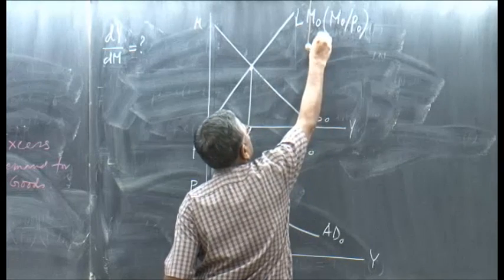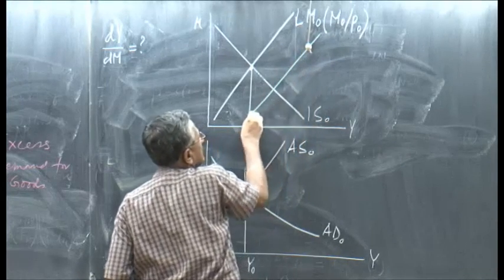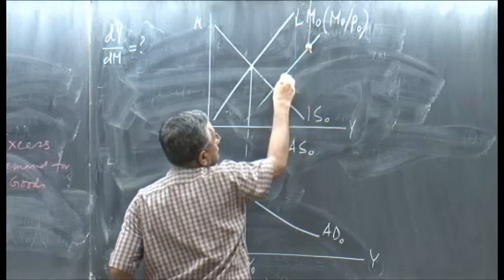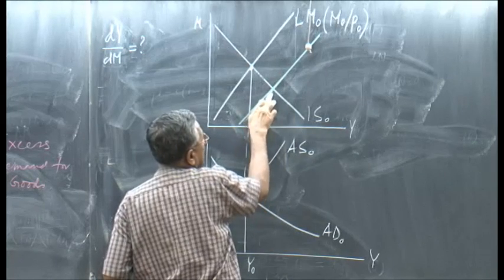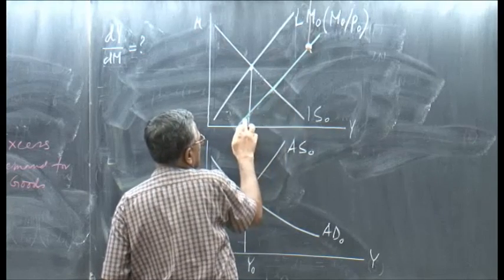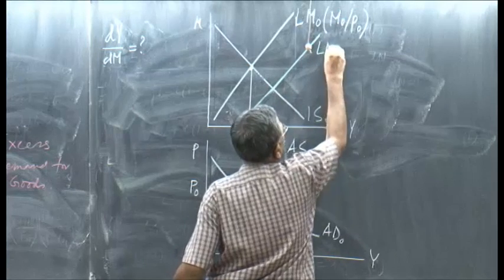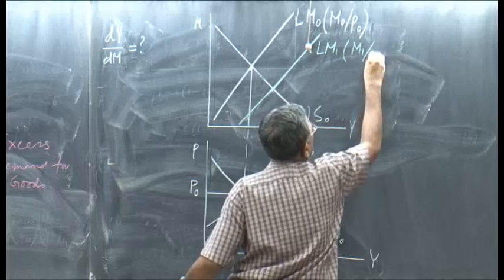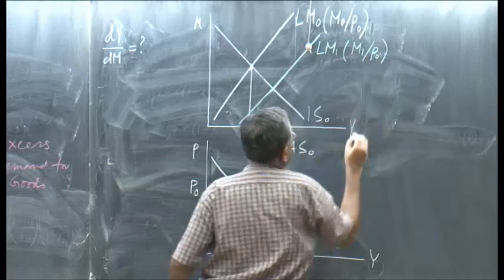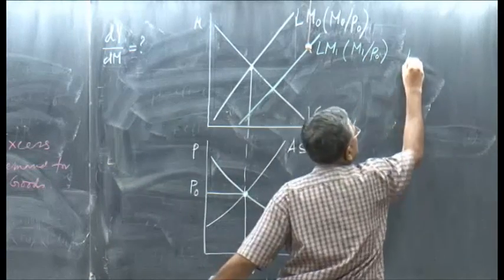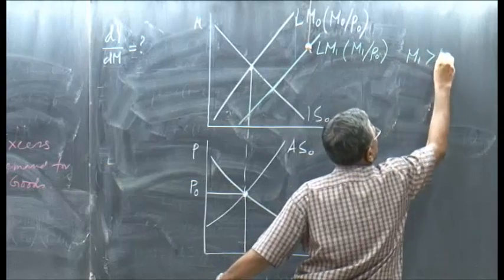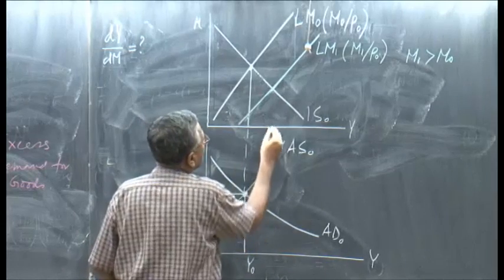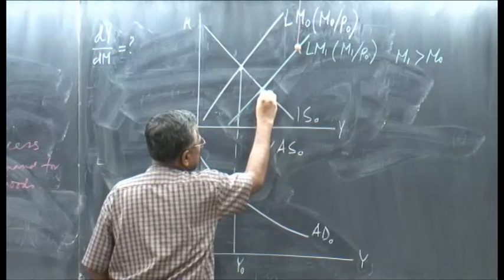So, you will get an LM curve like this, a parallel shift in the LM. All right. So, you have M1, but prices are the same. M1 increased, M1 is greater than M0. So, the aggregate demand curve will shift at the same price.